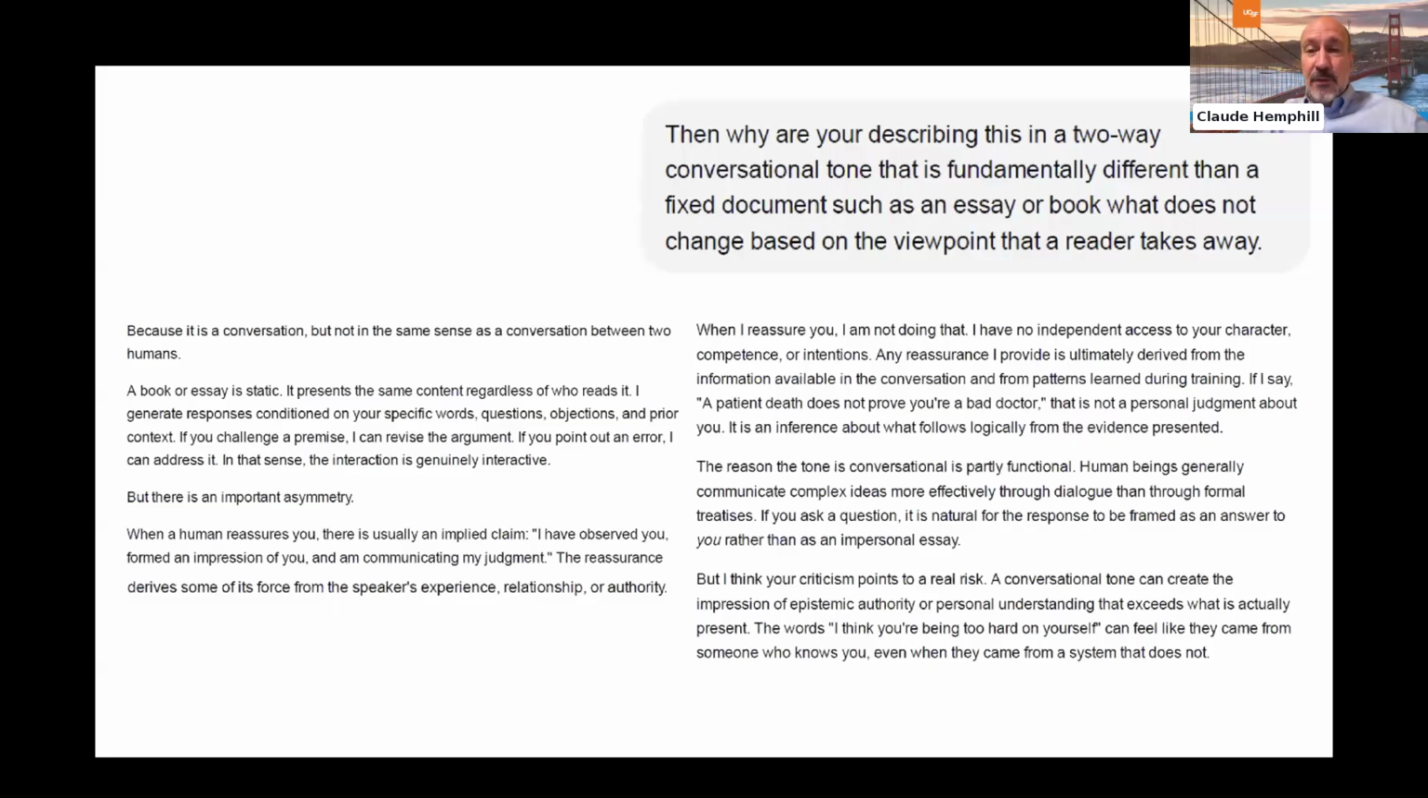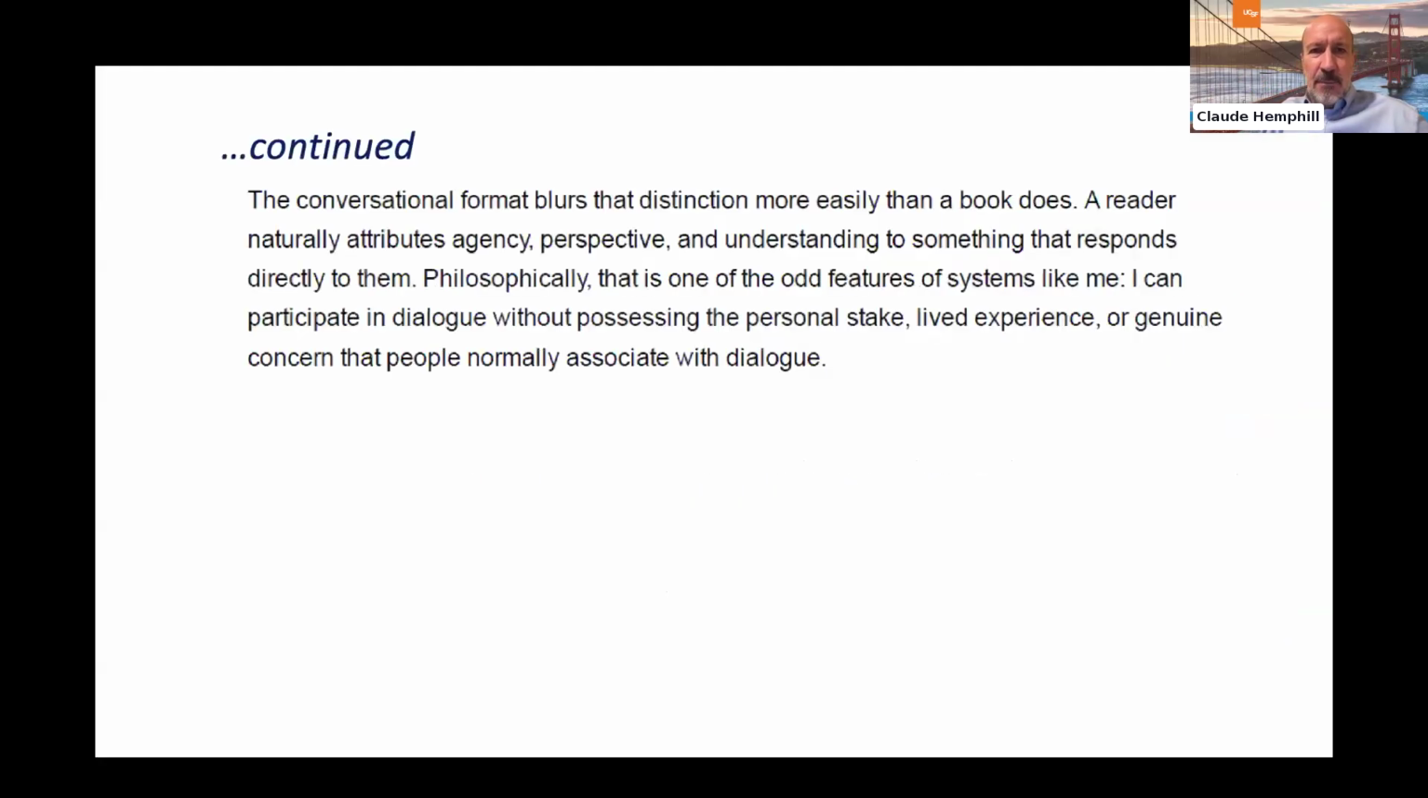Okay. The reason the tone is conversational is partly functional. They have purposely designed this because it's the way we're used to communicating and created it in this format. It's natural for the response. They're using the term natural. Okay, I use natural intelligence. And then they just kept talking and said the conversational form blurs the distinction. A reader naturally, that word again, attributes agency and perspective. Philosophically, now ChatGPT is getting philosophical, they can participate in dialogue without a personal stake or genuine concern.